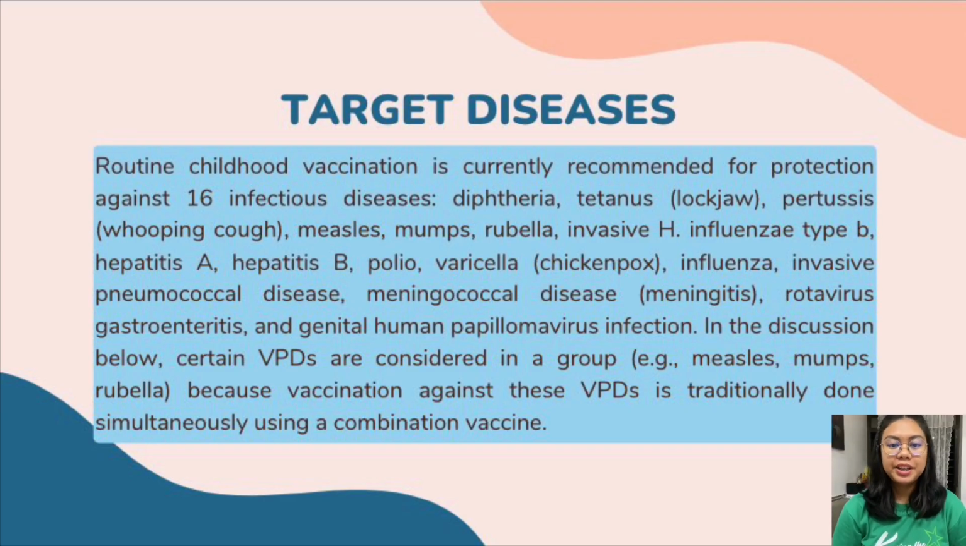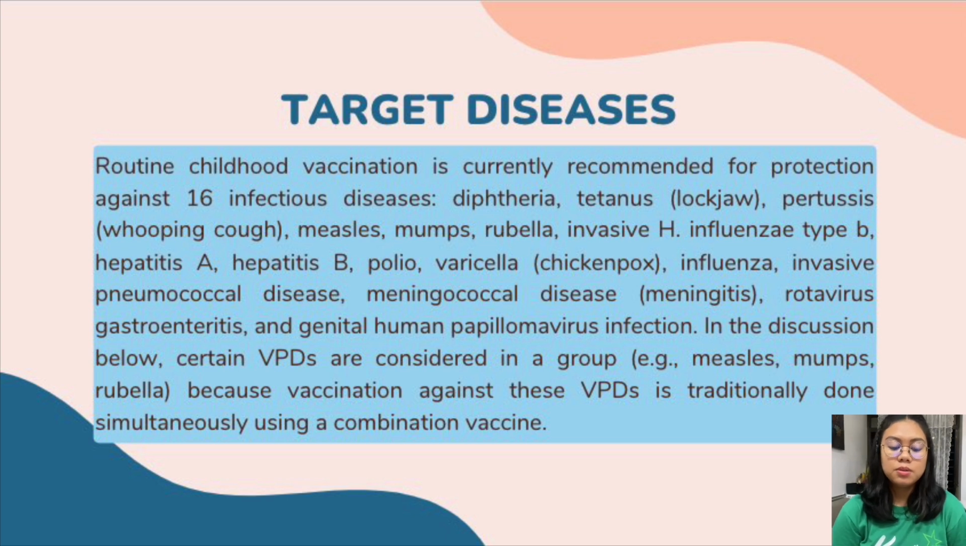Now we will tackle the target diseases. Routine childhood vaccination is currently recommended for protection against 16 infectious diseases such as diphtheria, tetanus or lockjaw, pertussis or whooping cough, measles, mumps, rubella, invasive Haemophilus influenzae type B, hepatitis A, hepatitis B, polio, varicella or chickenpox, influenza, invasive pneumococcal disease, meningococcal disease or meningitis, rotavirus gastroenteritis, and genital human papillomavirus infection.